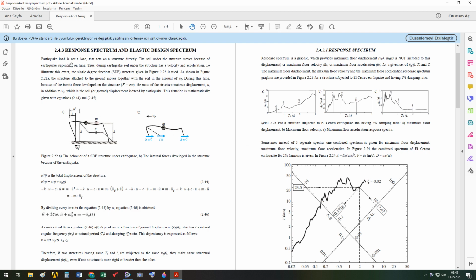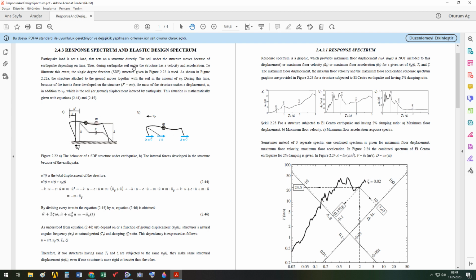First of all, earthquake load is not a load that acts on structure directly. The soil under the structure or beneath the structure moves because of earthquake depending on time. So you see here, earthquake is not a force. It's the movement of the ground or the earth or the soil to which the structure is attached by means of fixed support generally. It's not like wind force or anything like that.